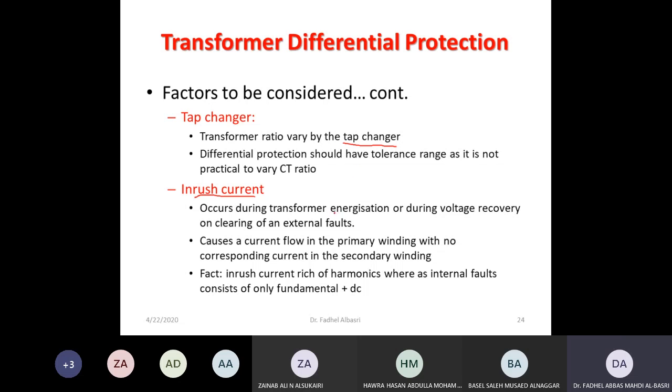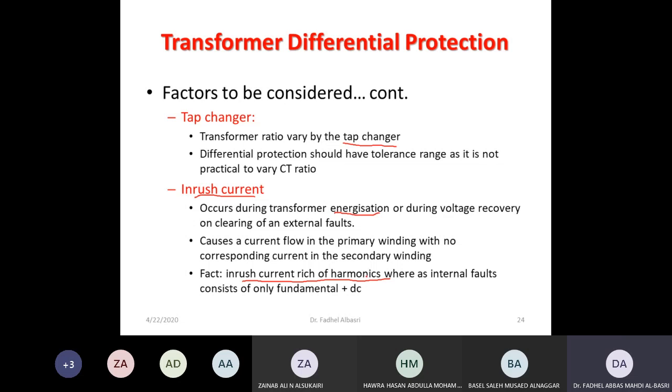It's like the starting of a motor. This inrush current will create a difference in current between the high voltage and low voltage sides, and as a result will create a differential current, and we have to deal with this by using harmonics as an indicator that the transformer is switched on.